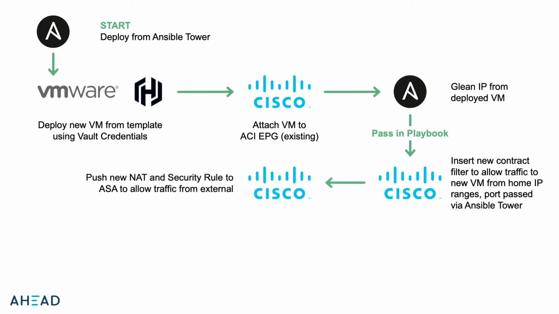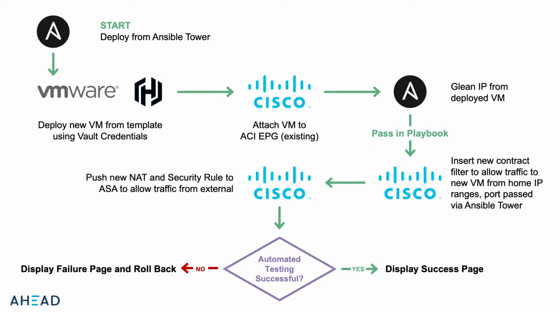In the Cisco ASA, we push a new NAT and security rule to allow traffic through the firewall. And then we check if the website is up or not. And if it's down, if the website didn't start successfully, we destroy the resources, remove the firewall rules, remove the contracts from the ACI, and so on. So let's get into the code.